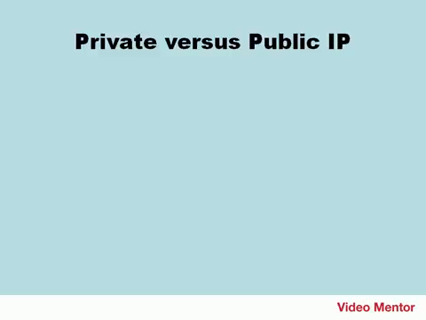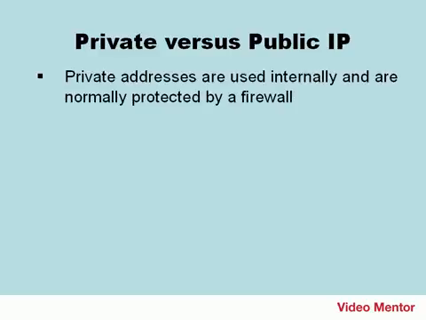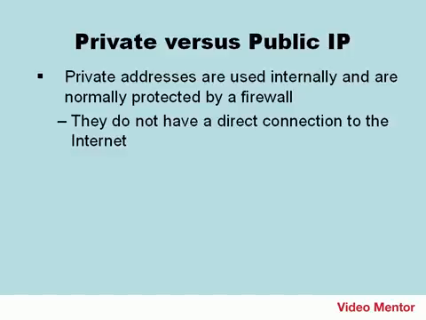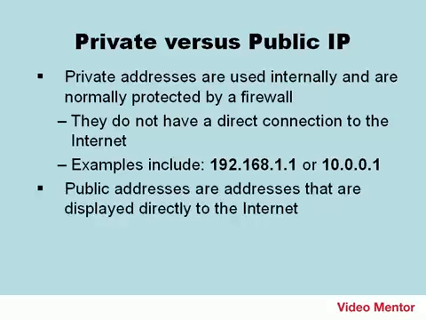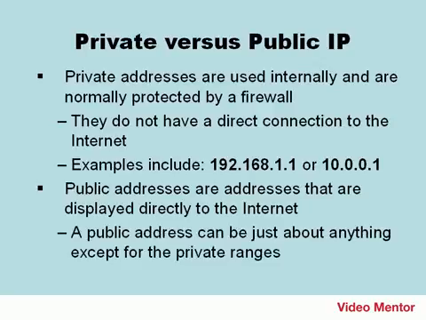Let's start with private versus public IP. Private addresses are used internally and are normally protected by a firewall. They do not have a direct connection to the internet. A couple common examples include 192.168.1.1 or 10.0.0.1, which you've seen before. However, public addresses are addresses that are displayed directly to the internet. And a public address can be just about anything except for the private ranges.